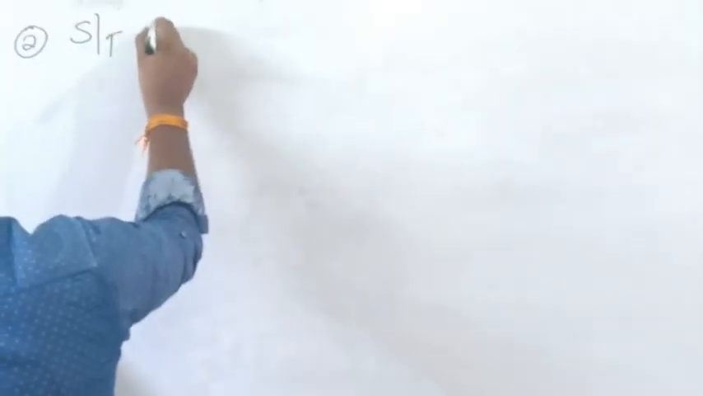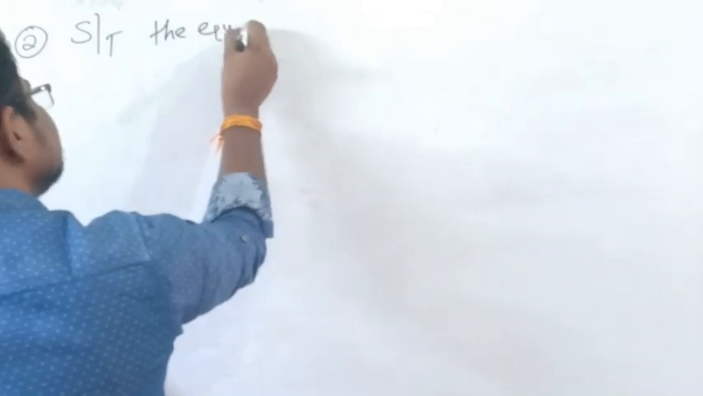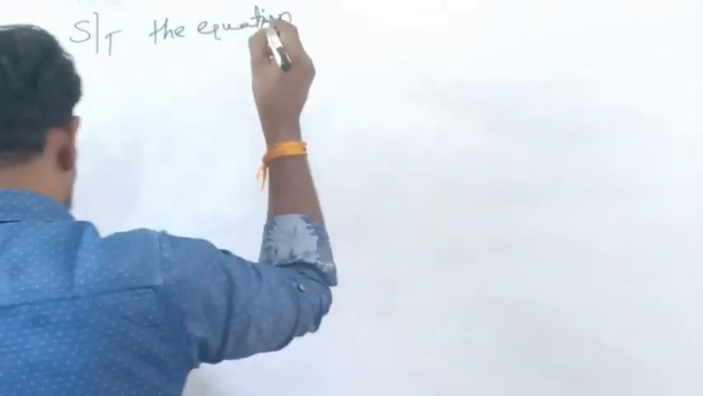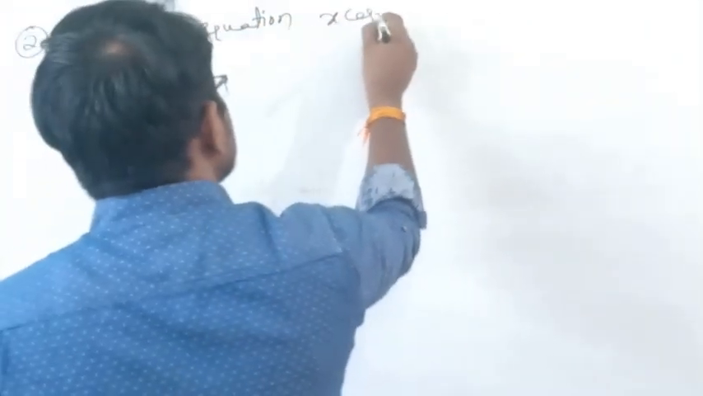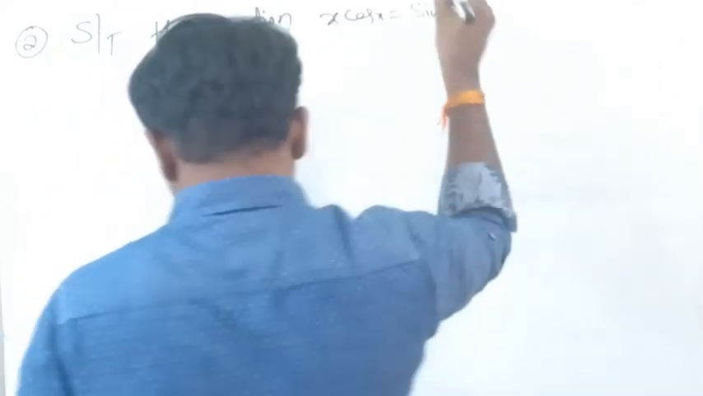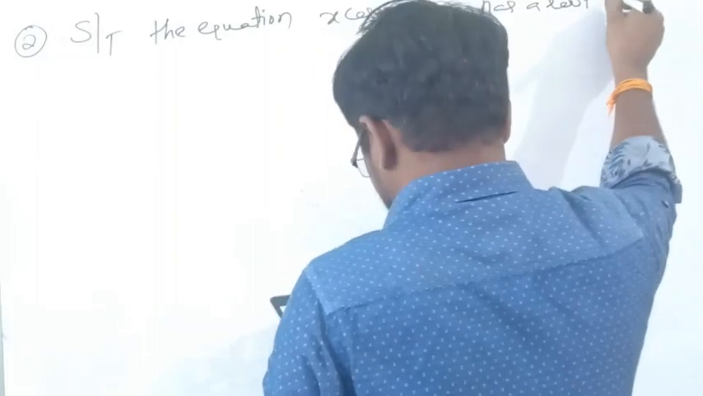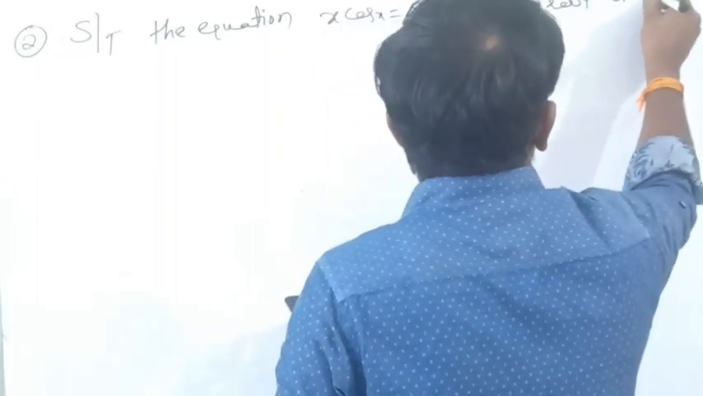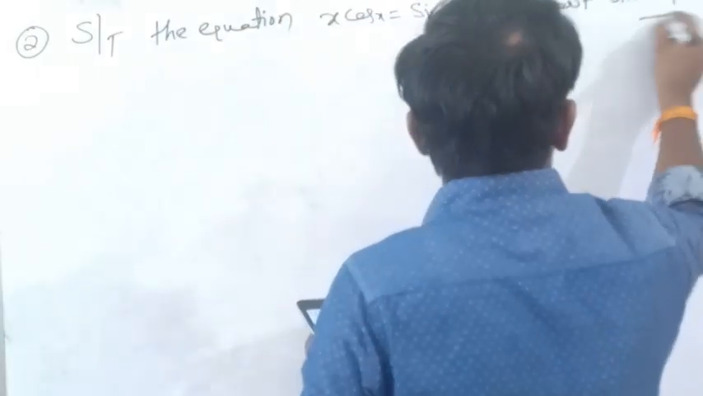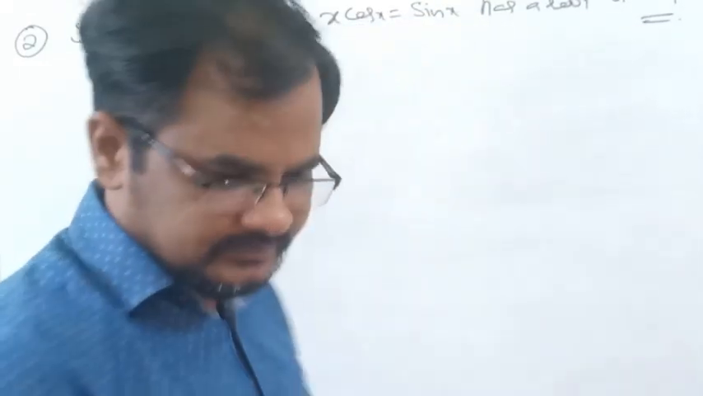Second problem. Show that the equation x cos x equal to sin x has a root between pi and 2 pi. This is also one of the important problems.